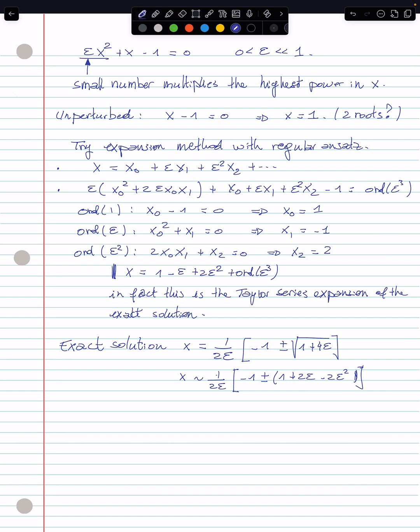And so this means that we have two roots. The first root is x1. In the first root, I'm going to use the plus. Minus 1 plus 1 plus 2 epsilon minus 2 epsilon squared, and so on. They cancel. So this is 1 minus epsilon plus things of order epsilon squared. Great. Let's see, this is indeed what we got. All right. And second root.